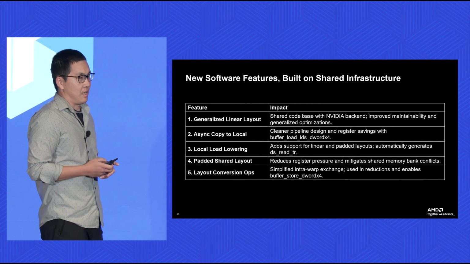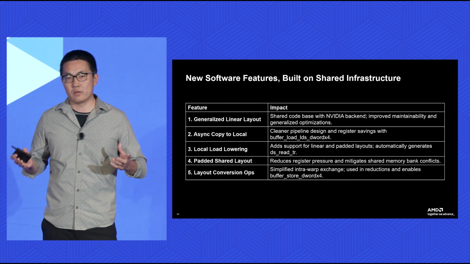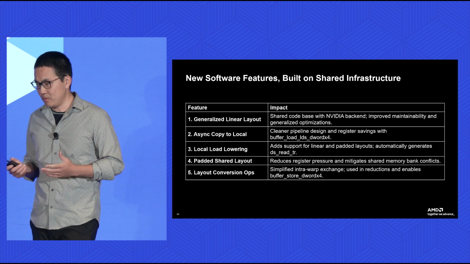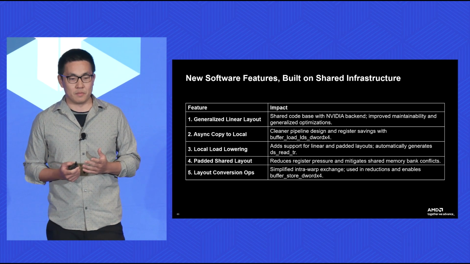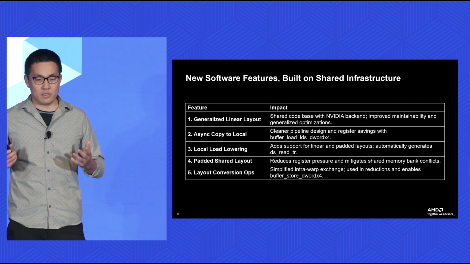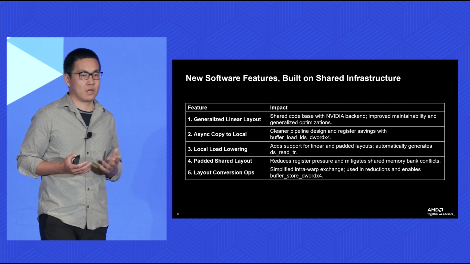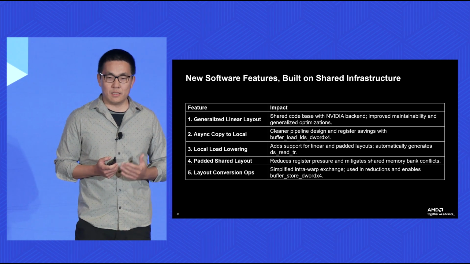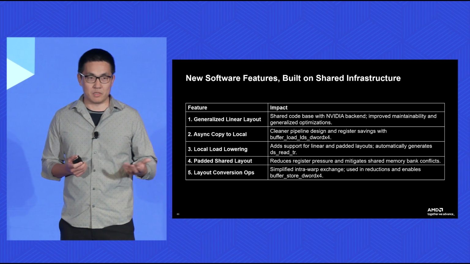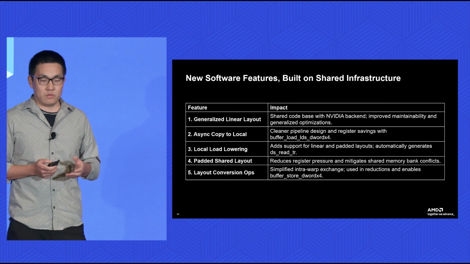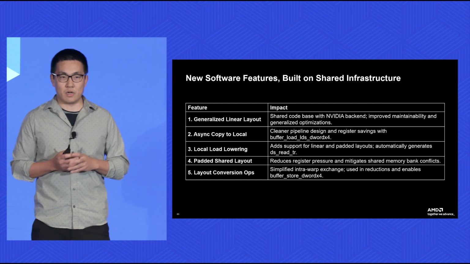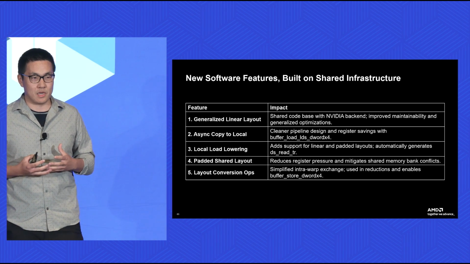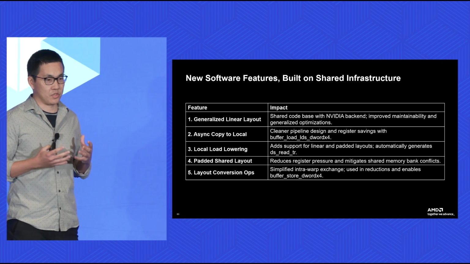On the software side, we leverage the shared compiler infrastructure to quickly implement new features. The first one is the generalized linear layout system. Now the linear layout system shares code with the NVIDIA backend. This means it improves maintainability, and it also benefits from generic optimizations. The async copy to local ops are lowered with direct-to-shared-memory instructions. This helps with a cleaner pipeline design and implementation. It also reduces register pressure.